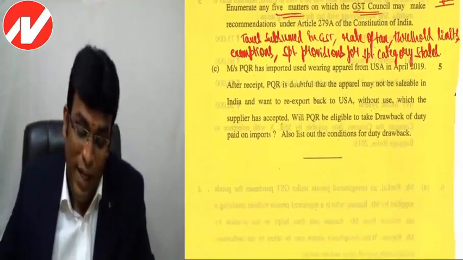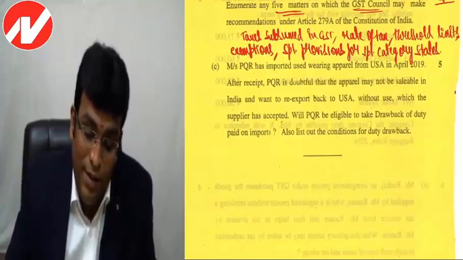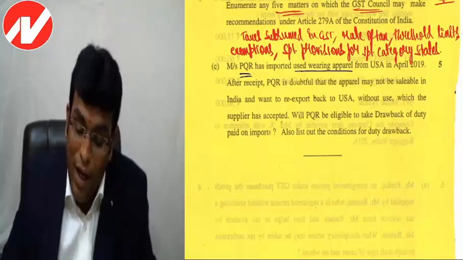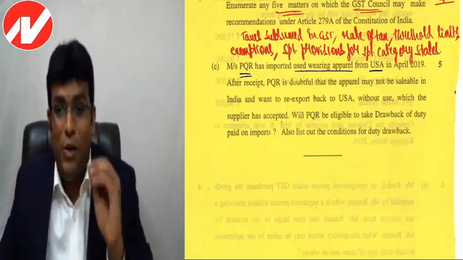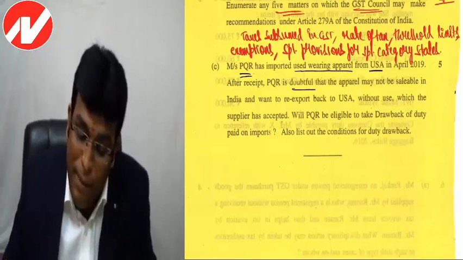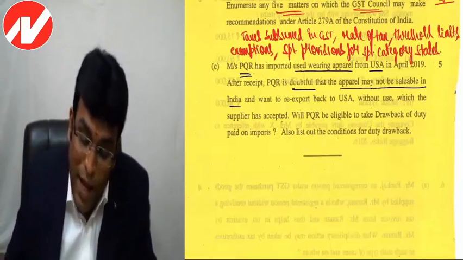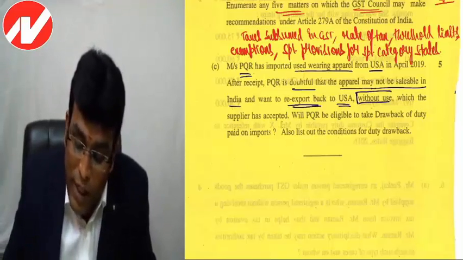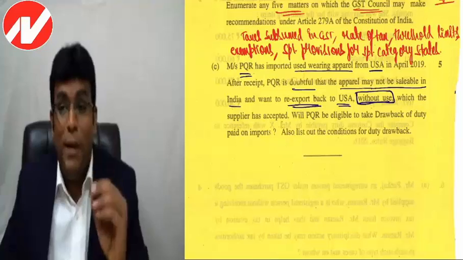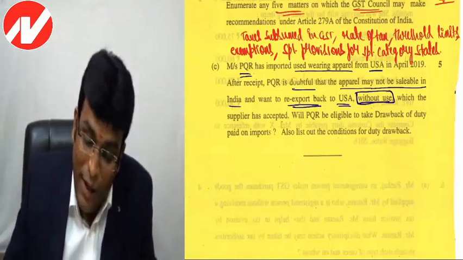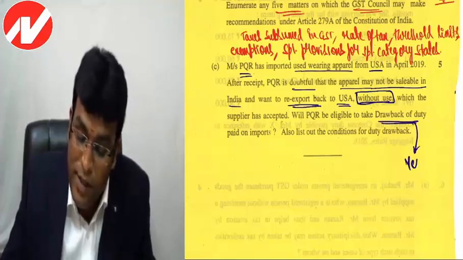Next. Finally, the last question. PQR has imported used wearing apparel from USA in April 2019. After receipt, PQR is doubtful that the apparel may not be saleable in India and wants to re-export it back to USA without use. This point is very important. The supplier has accepted. Will PQR be eligible to take duty drawback? 100% the answer is yes, my dear friends.